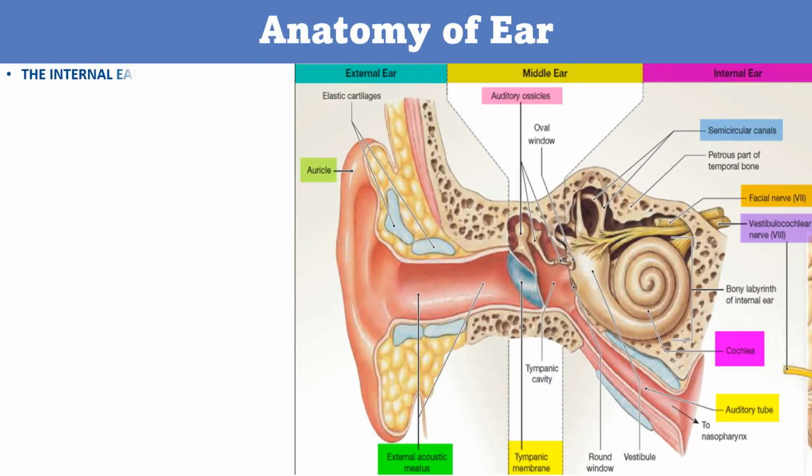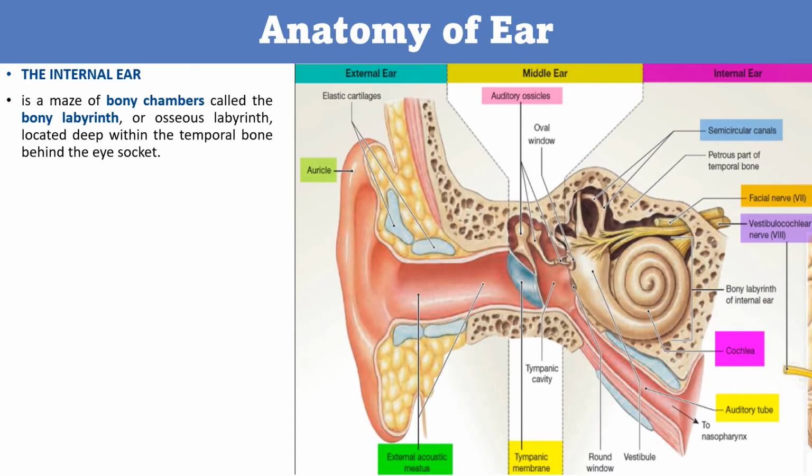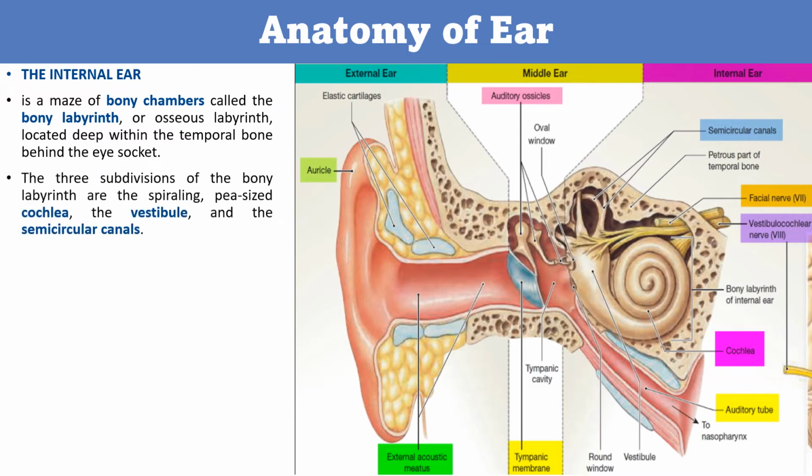The last part of the ear is the internal ear. It is a maze of bony chambers called the bony labyrinth or osseous labyrinth, located deep within the temporal bone behind the eye socket. The three subdivisions of the bony labyrinth are the spiraling, pea-sized cochlea, the vestibule, and the semicircular canals. The vestibule is situated between the semicircular canals and the cochlea.